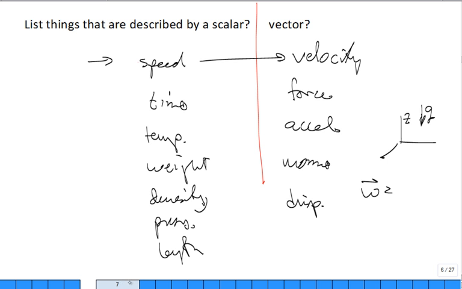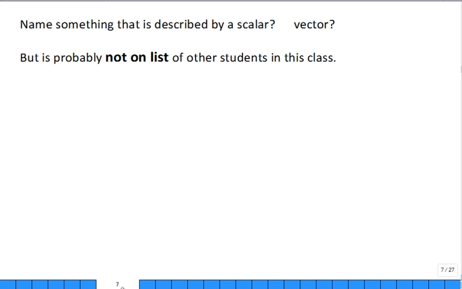What about tension? Tension, let's move on. Name something that is described by a scalar or vector that's probably not on the list of other students in the class. Now it's really challenging. You mean I've got to go beyond mass and length and time? Yeah, that's the low-hanging fruit. Now get up to the top of the tree. Somebody says, moment of a force. Excellent. What were you just saying?